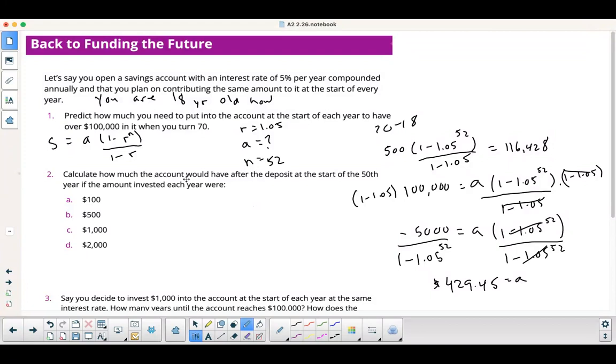Calculate how much the account would have after the deposit at the start of the 50th year if the amount invested each year were 100, 500. So I'm going to just plug everything into the formula. The only thing is these are going to be A. I'm just going to have different A values. Oh, sweet. I did the 500 actually already. 500 was 116,428. So if I go ahead and plug those in, I'll get you those values.